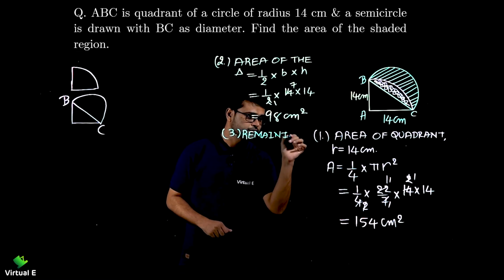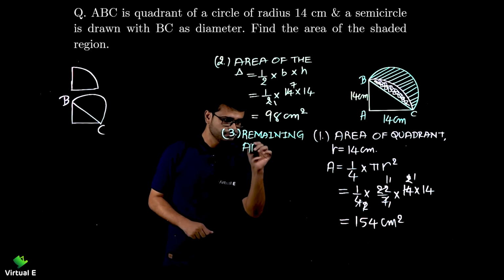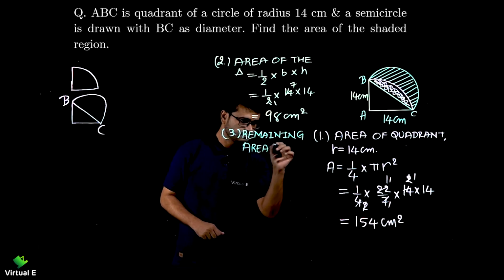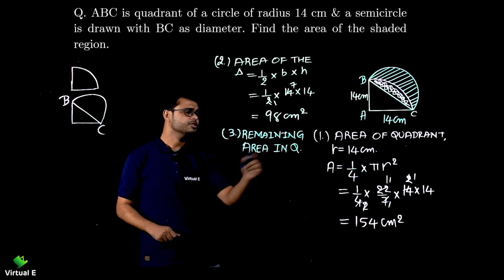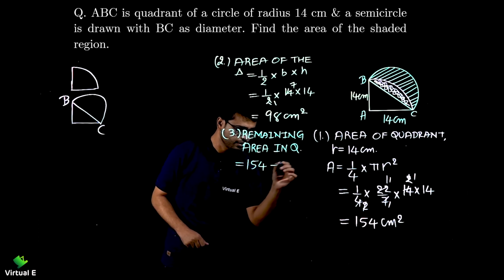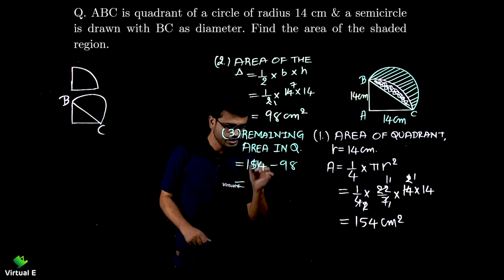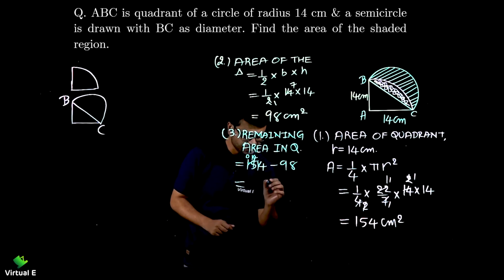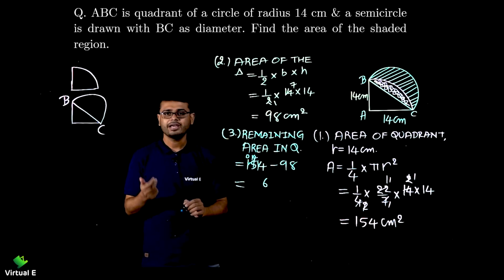Remaining area in quadrant, right? So I need to subtract it. It's very simple. So 154 minus 98. So let's do the subtraction. Here 14 and 4. Now 14 and 0. So 14 minus 8, that is 6. And 14 minus 9 will give you what? 5. Simple.